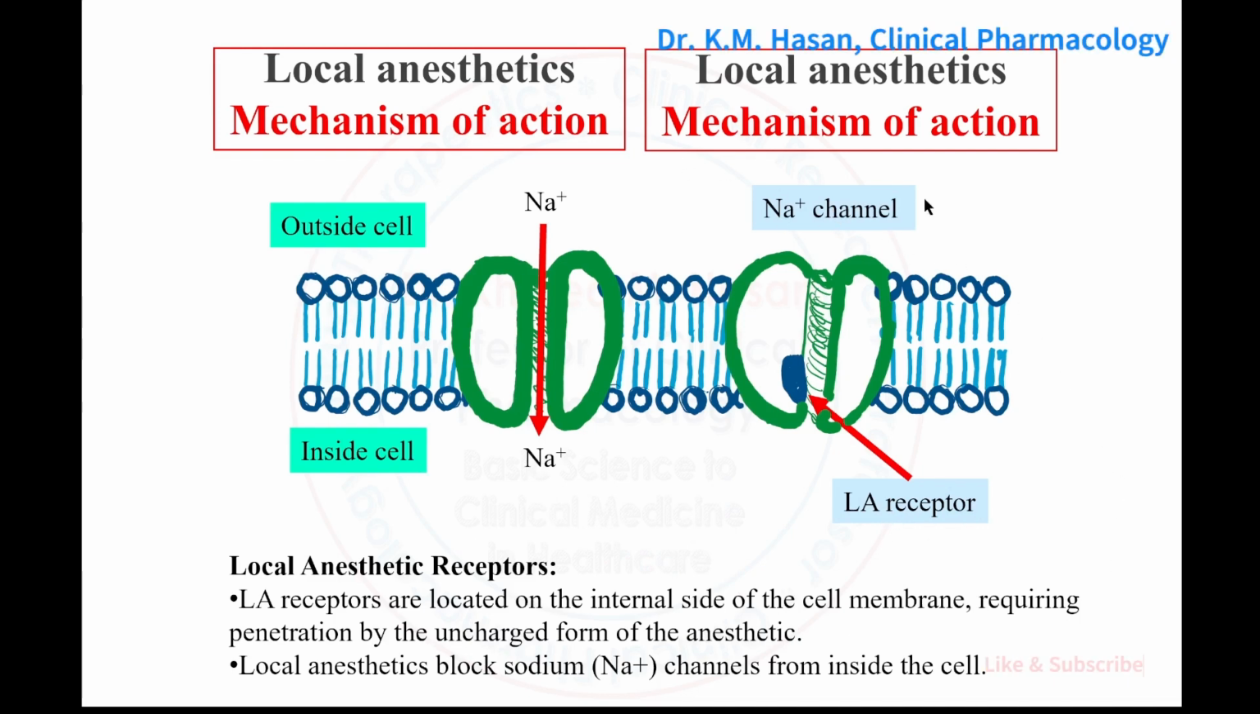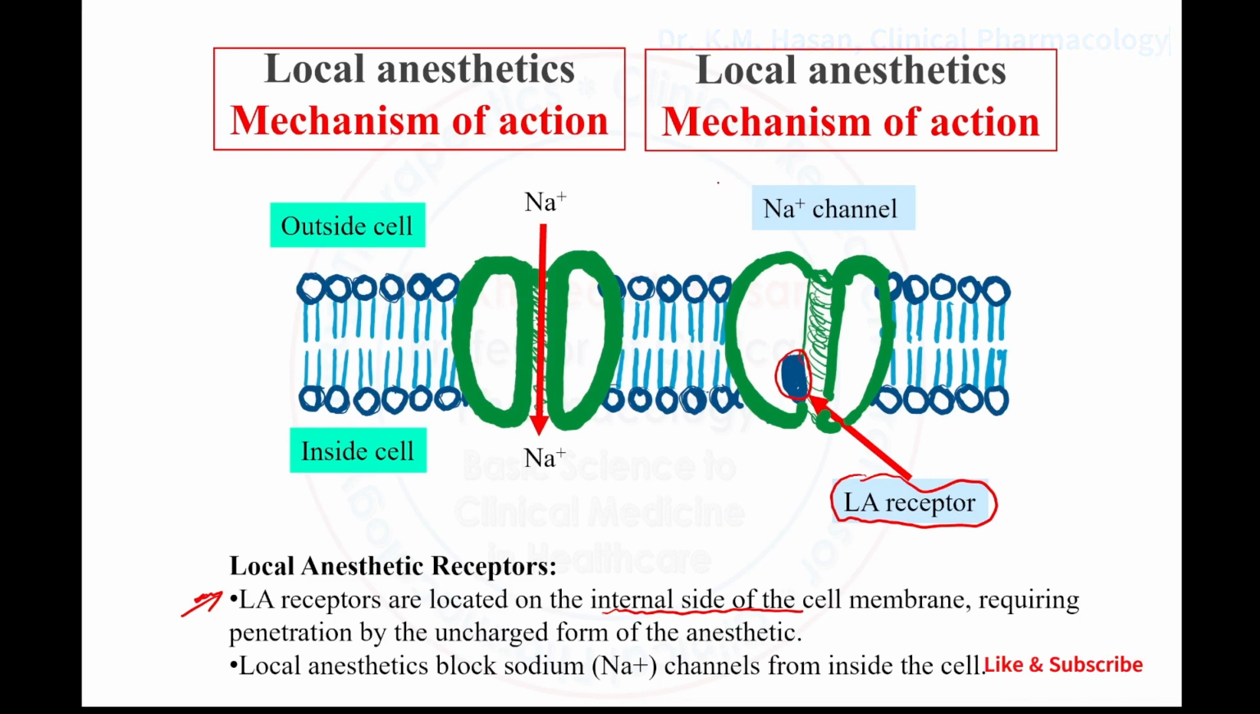Now you can see here we have the sodium channels and we have the receptor, the local anesthetic receptor. The local anesthetic receptor is located on the inner side of the sodium channel, on the internal side of the cell membrane. So that means for us, when you prescribe a local anesthetic from outside the body, the local anesthetic needs to enter the cells. Then the local anesthetic needs to bind to the internal side.